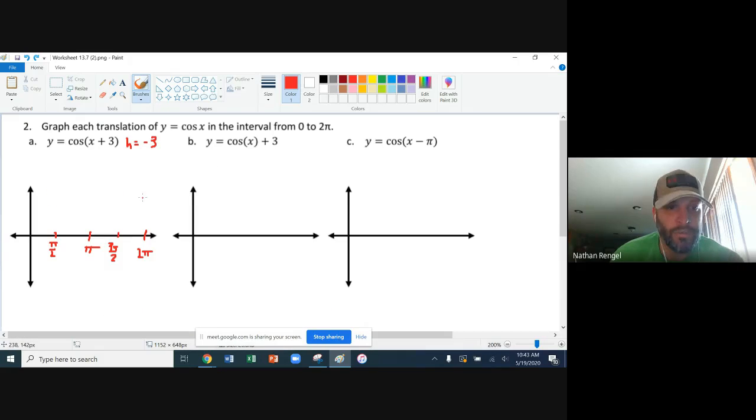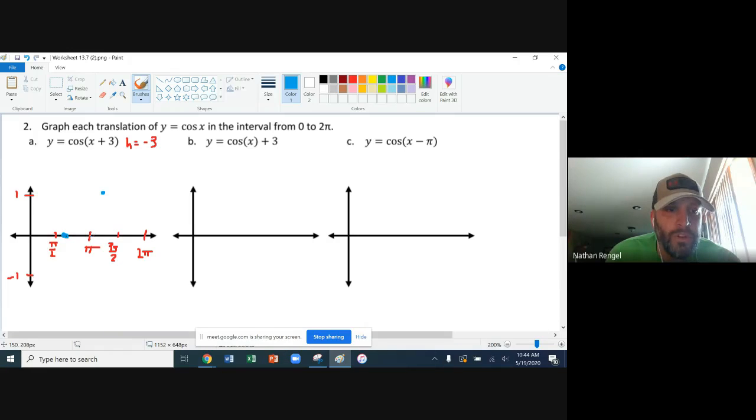So looking at that first point then, let's get a different color. We'll go blue. So 6.28 is going to shift 3 to the left. This point right here is going to shift 3 to the left, which is going to bring me right in here. So there's going to be my first point. This 3 pi over 2 is going to shift 3 to the left.